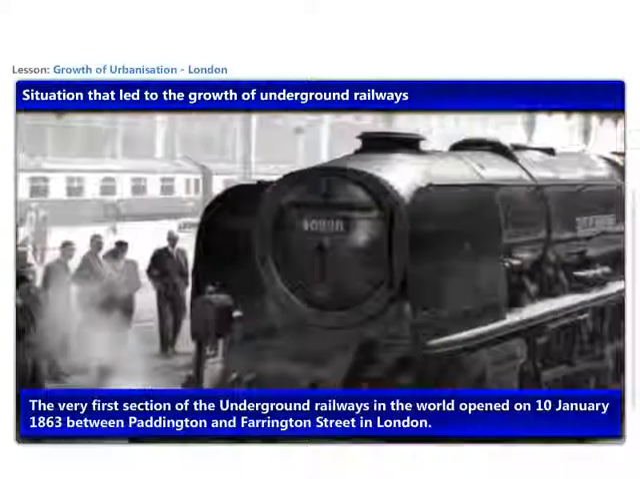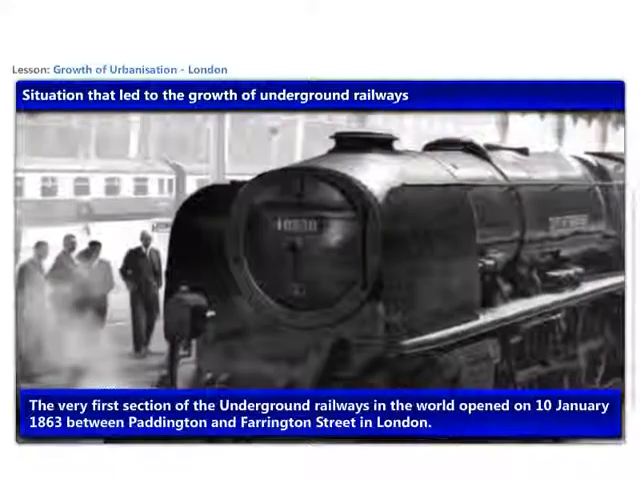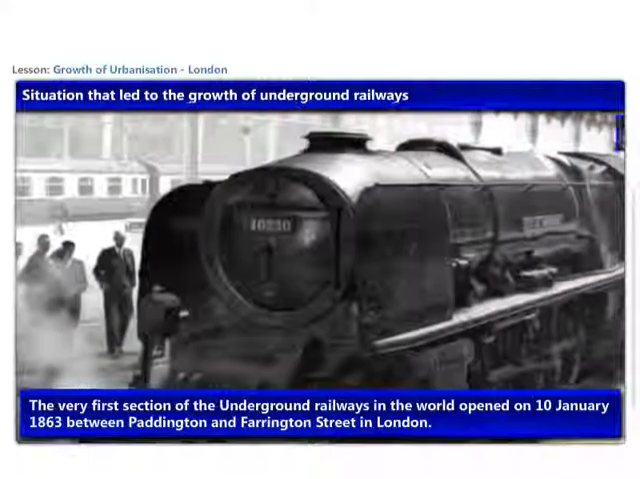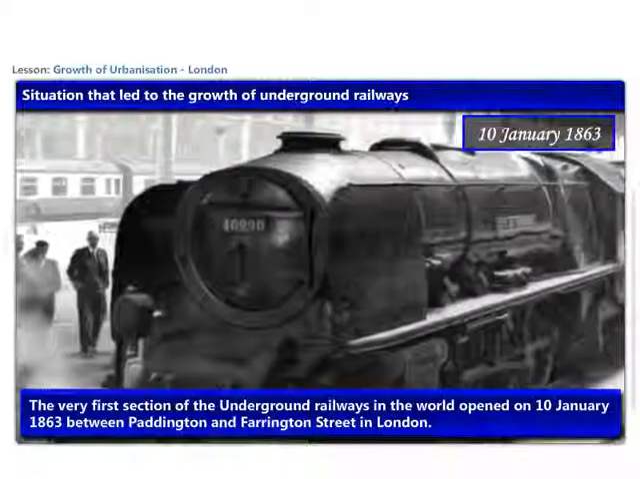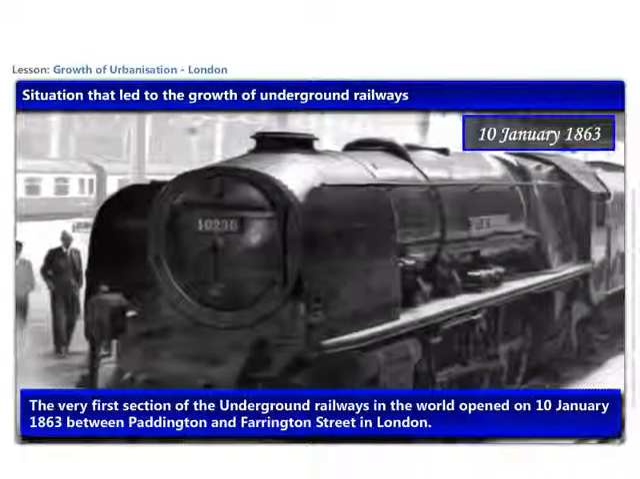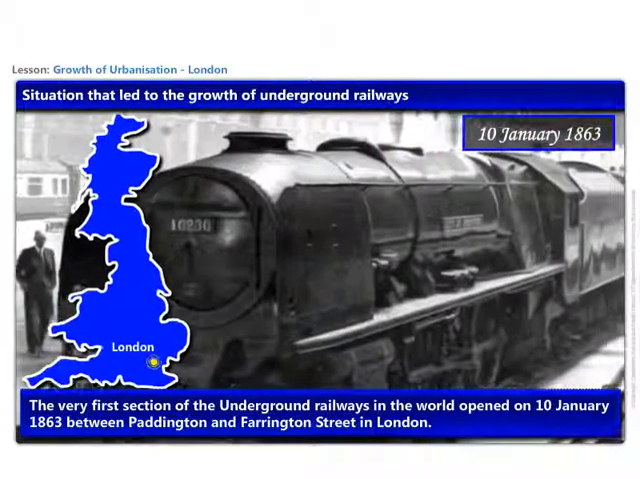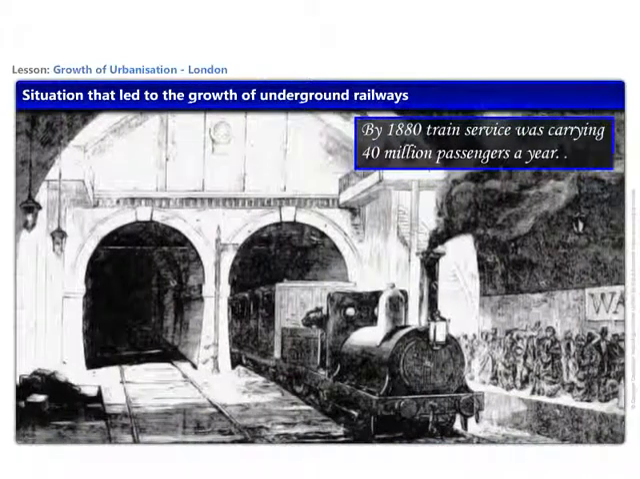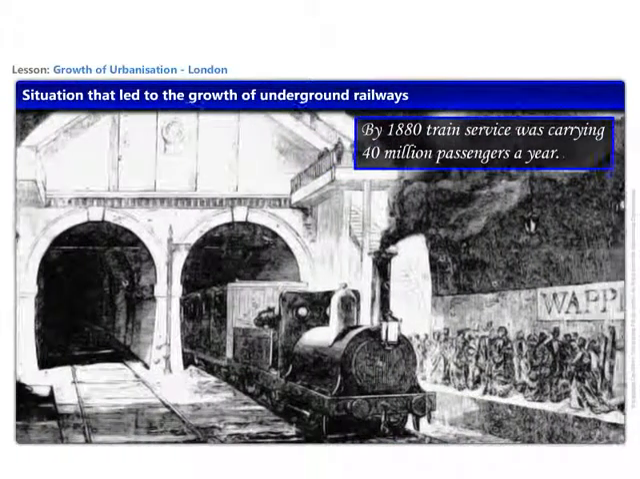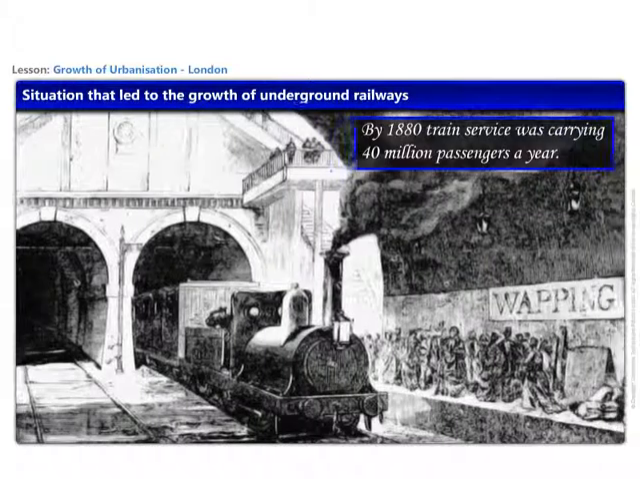The very first section of the Underground Railways in the world opened on 10th January 1863 between Paddington and Farringdon Street in London. By 1880, the expanded train service was carrying 40 million passengers a year.